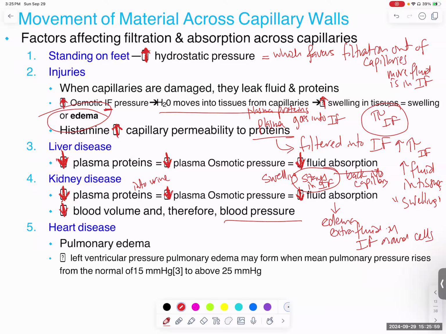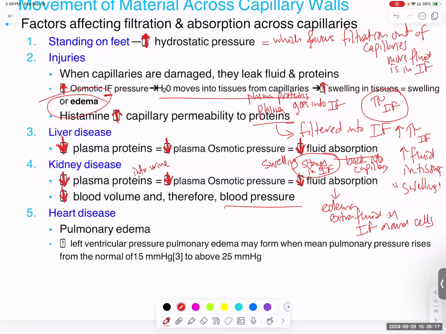So kidney disease, actually, if someone has a decrease in blood pressure, you start looking for these things. Heart disease, pulmonary edema, that's where you have a backup of fluid into your lung tissue. Why? Because if left ventricular pressure is too high, it's going to back up the pulmonary circuit, because less blood is leaving the left ventricle, and so it's backing up the systemic or left side, which then makes it harder to put more fluid from the pulmonary circuit into the systemic circuit, and so it backs up into the pulmonary circuit, so you get pulmonary edema.